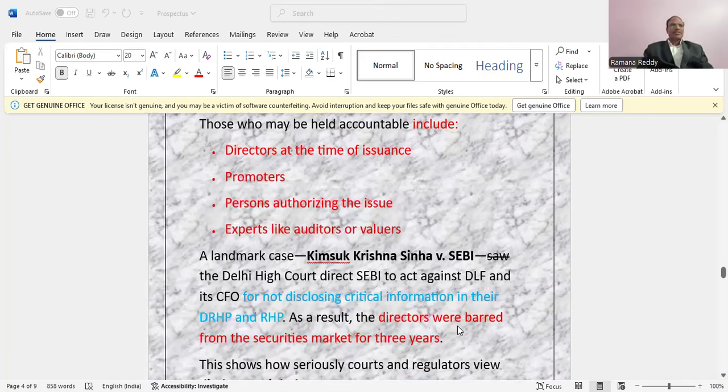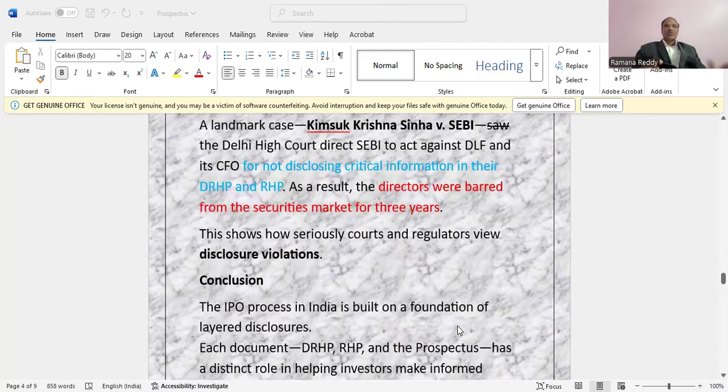There is a landmark case, Kimsuk Krishna Sinha versus SEBI. The Delhi High Court directed SEBI to act against DLF and its CFO for not disclosing critical information in their DRHP and RHP. As a result, the directors were barred from the securities market for 3 years. So this shows how seriously courts and regulators view disclosure violations.